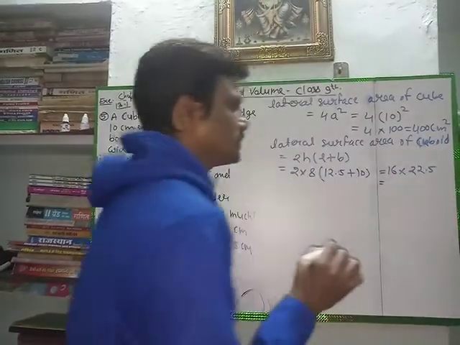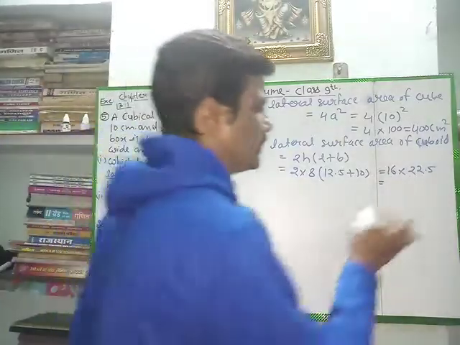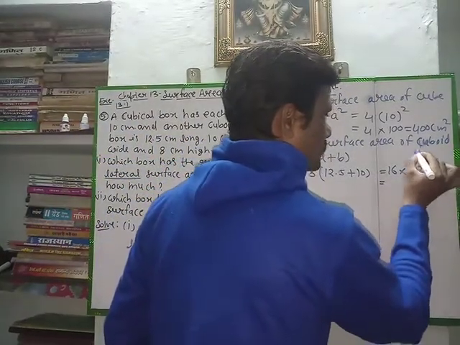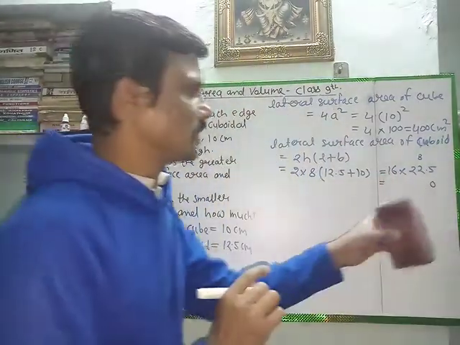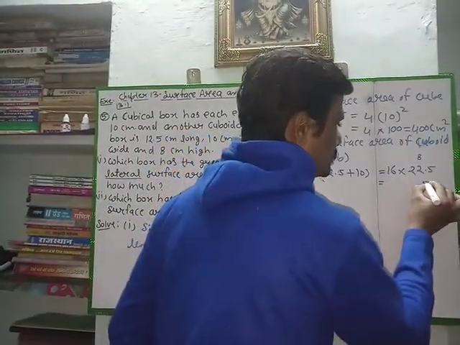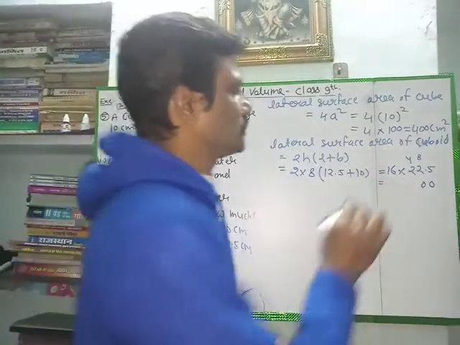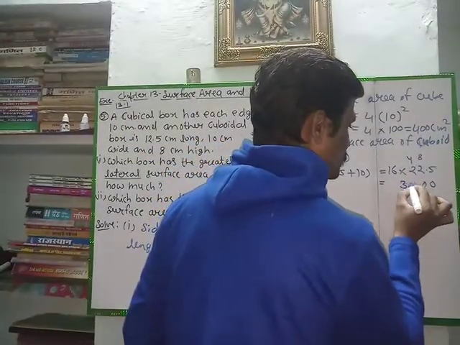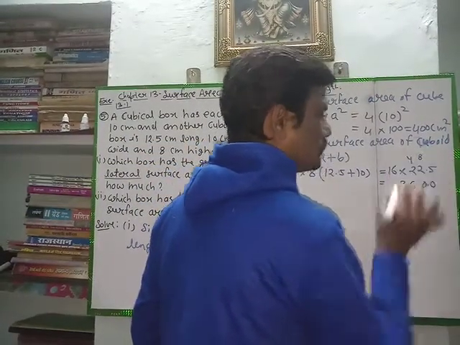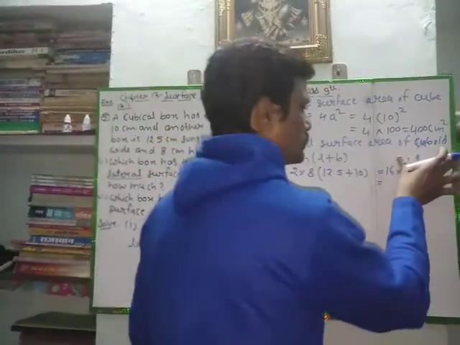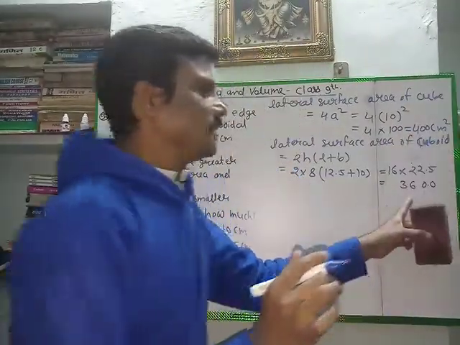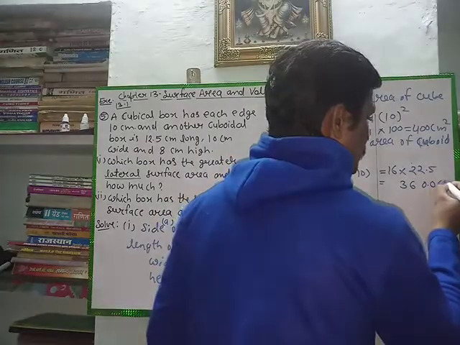22.5. Multiply this: 16 5s are 80, 0 carry 8. 16 2s are 32, 32 plus 8 is 40, 0 carry 4. 16 2s are 32, 32 plus 4 is 36. And we will use decimal after one place. So this will become 360 centimeter square.